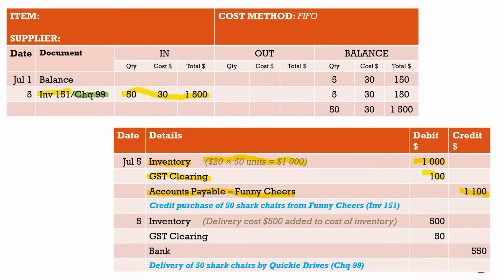Here in a separate entry, we record the delivery cost of $500 that is added to the cost of inventory. So therefore, we debit inventory account $500, debit GST clearing $50, and we credit bank $550, which is the payment that we have made to Quickie Drives for delivery.